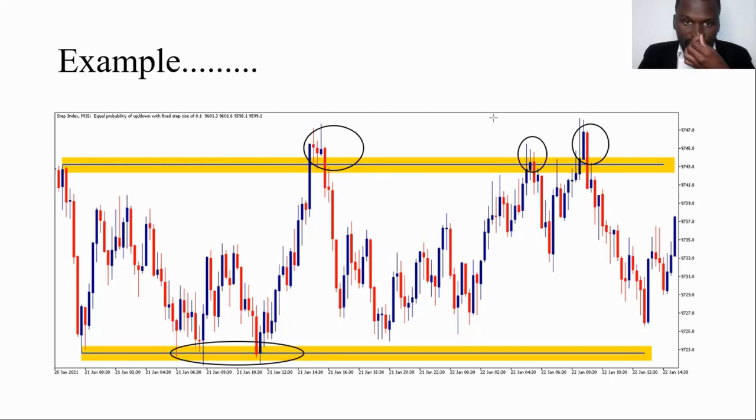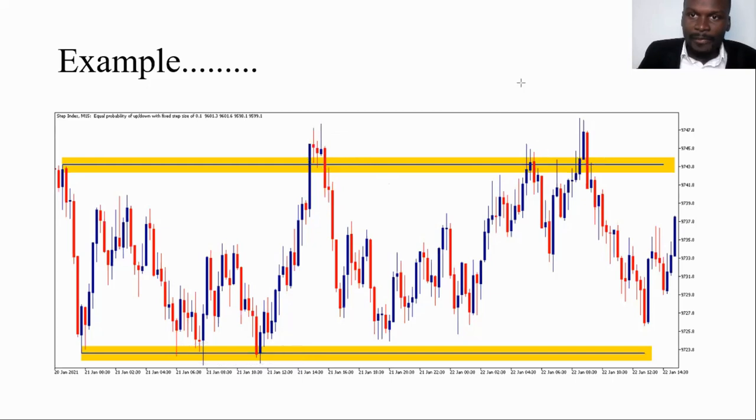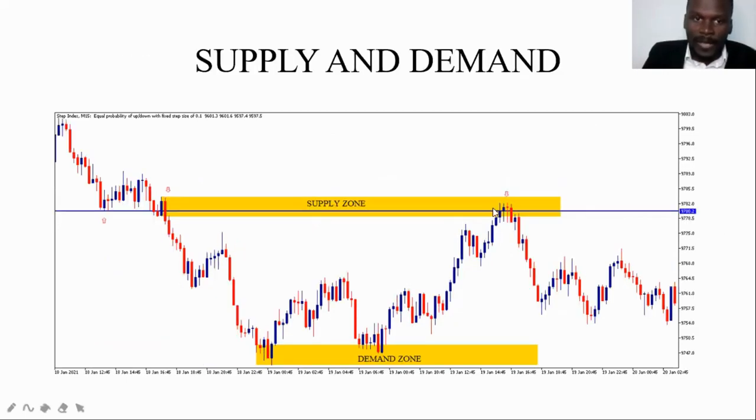So this is the importance of zones. Because if you just draw one line, you're going to be a victim of this. You're going to be a victim of this. So it's very important that you combine the line, which is drawn on the candle close, and you also include the zone. As you can see here, there's also supply and demand. The zones are supply and demand.